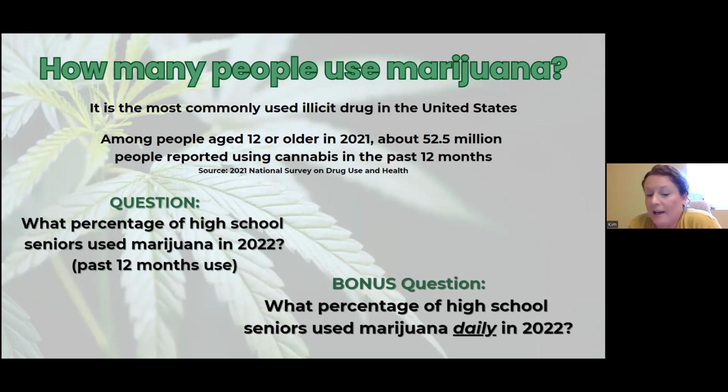All right. So you're looking at about 30.7% of high school seniors who used within the last 12 months during the year of 2022.